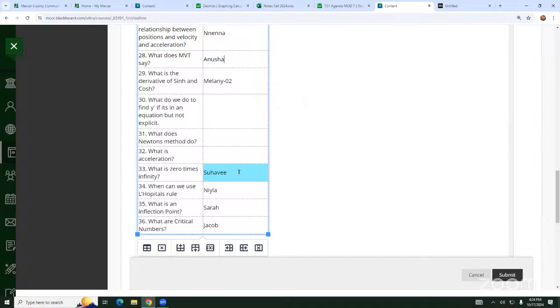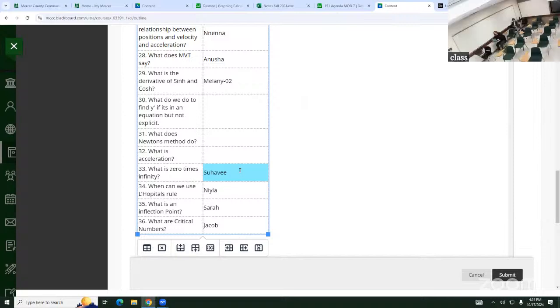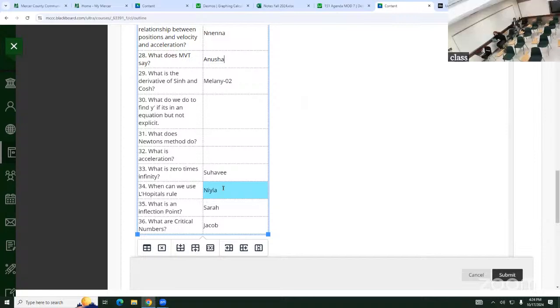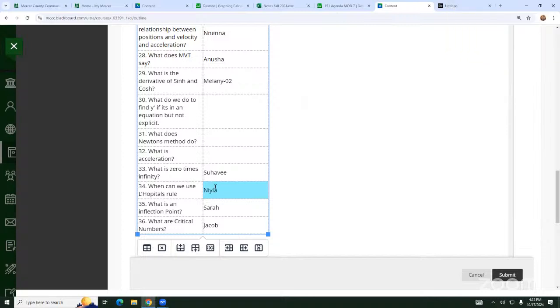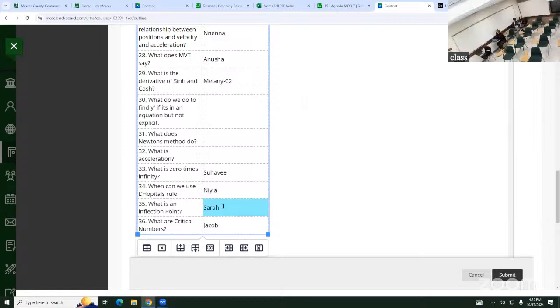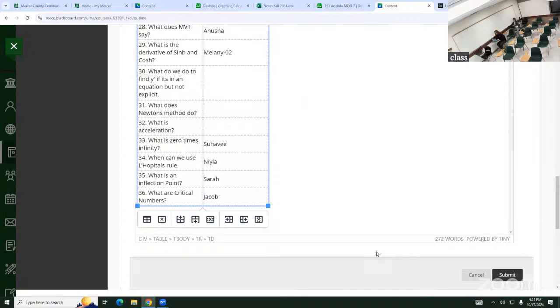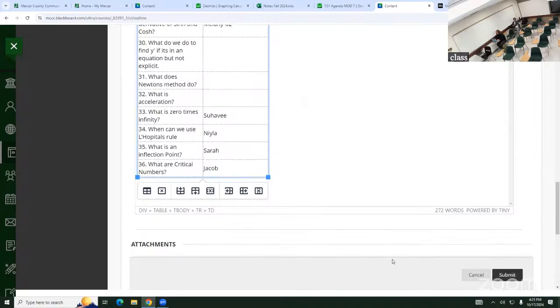Okay. Suhavi, what is zero times infinity? It could be anything. Yes, and we use L'Hopital's rule. When can we use L'Hopital's rule, Nyla? We can use it when a limit yields 0/0, or if a limit is infinity over infinity. Right. And Sarah, when's the inflection point? Correct, when the concavity changes. And Jacob, what's a critical number? X values where the derivative is 0 or undefined. That's it. Very good. All right.